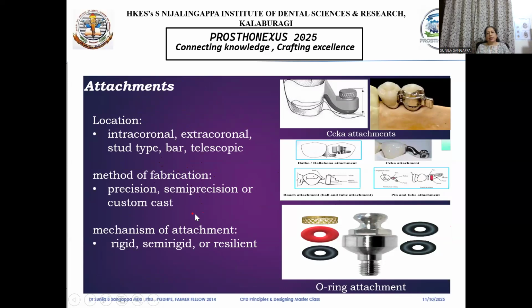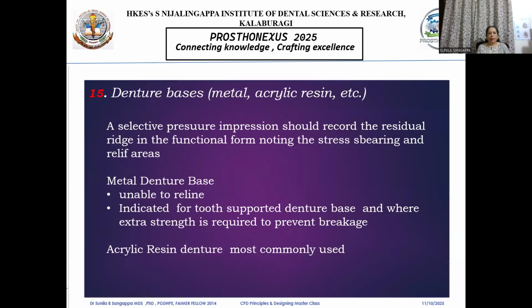Another consideration is the attachments. Such mechanical connections can be considered where we require stress breaking, and also when we are designing a combination prosthesis with a fixed and the removable. Popularly, we have the Sika attachments. We also have the O-ring attachments, which can be looked into.